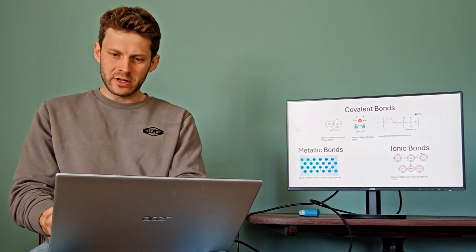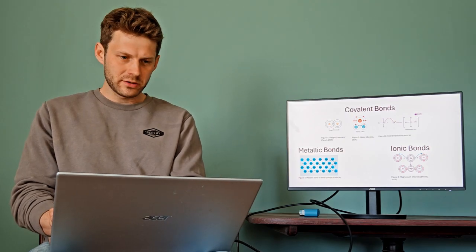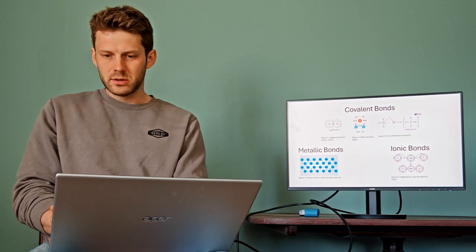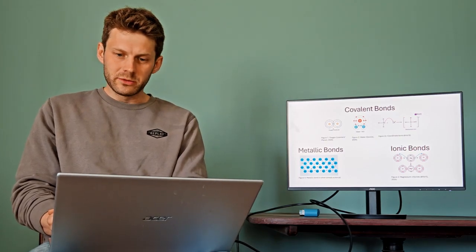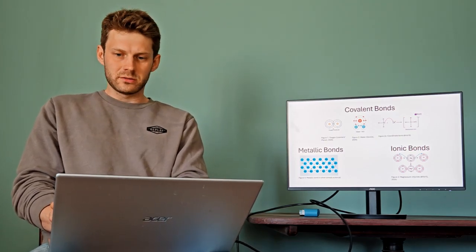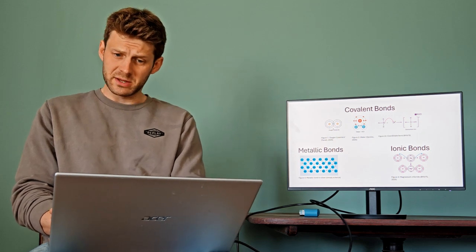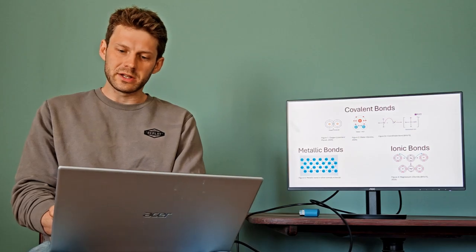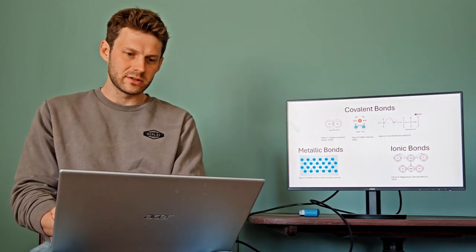So firstly, covalent bonds. There's different types of covalent bonds. They happen between non-metals. Non-polar covalent bonds like oxygen, O2, happen between atoms with the same or very similar electronegativities. Polar covalent bonds are between atoms with different electronegativities, like in water.